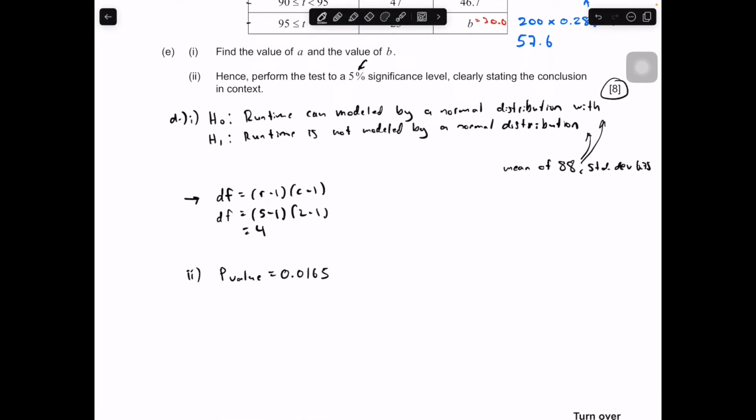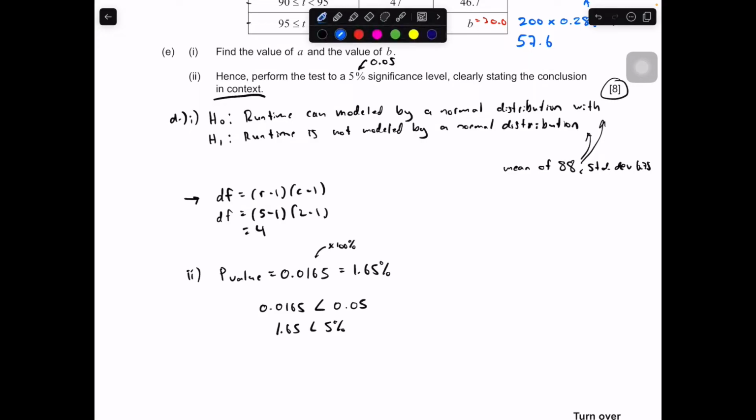So clearly stating the conclusion in context. What we can write is 0.0165, or what this is also equivalent to is 1.65%, multiplying this by 100 to just make it a percentage. And we can say that this is less than 0.05, this 5% above, or we can write this out. Either way should be okay. And our p-value is equal to 1.65. It's less than the significance level.